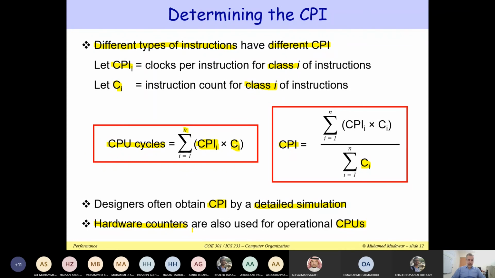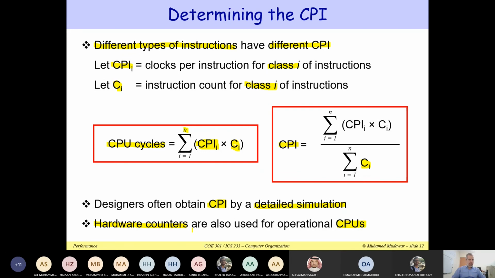Now that's important. Notice that the average CPI might change from one program to another. Even on the same CPU, without changing the CPU, if you run different programs on the same CPU, you might actually get different CPI. So the CPI will change from one program to another. And if you take the program and run it on different implementations, different versions of the CPU, for example, Intel will have different generations of the Core i7, if you take it from one generation to another, you will also get a different CPI.